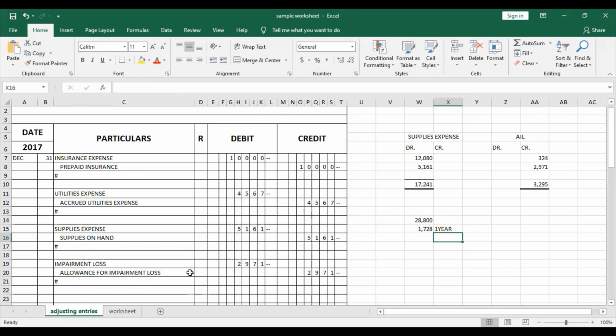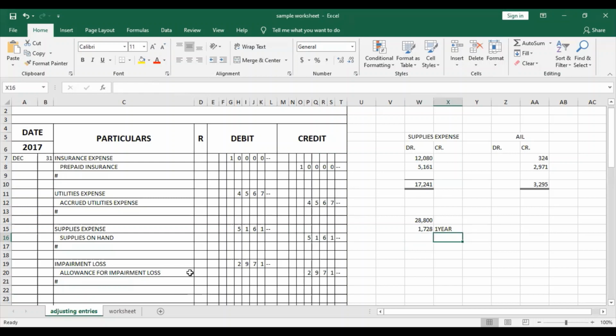According to the transaction, payment will be made on January 15. Since we're doing the adjusting entry today, meaning today is December 31, we haven't made the payment yet. We are going to make the payment on January 15. And even though we have not yet paid, we have to recognize the expense. Recognize na natin yung interest expense natin.